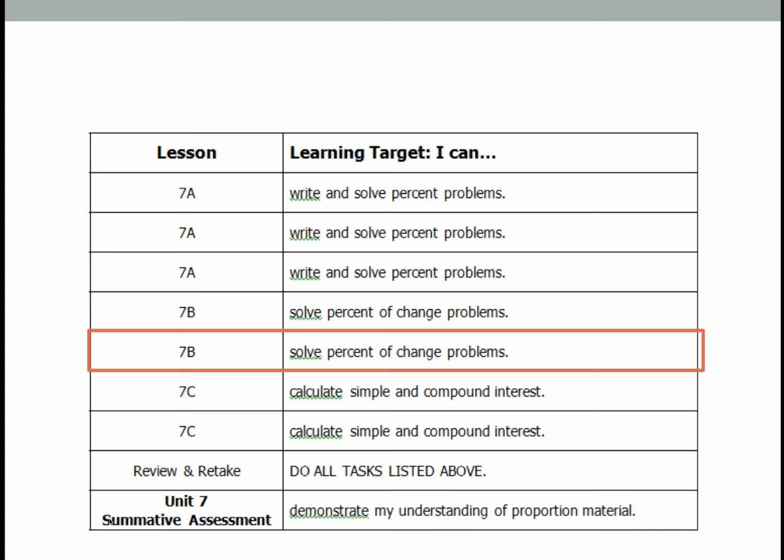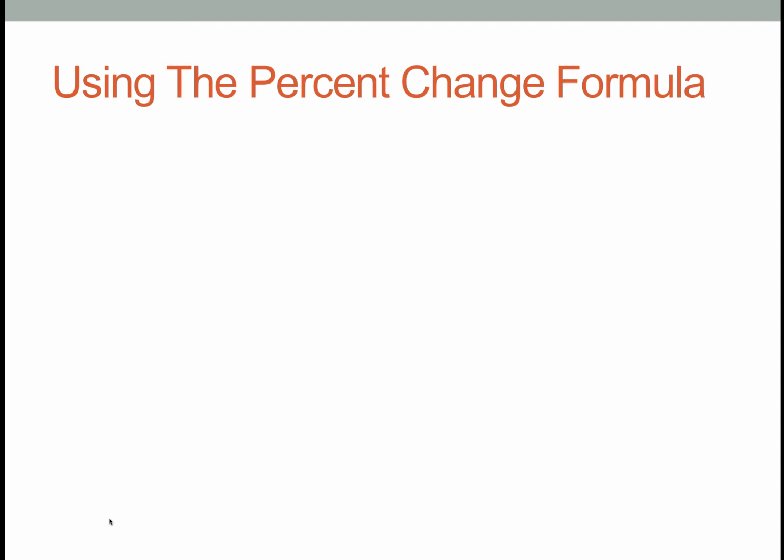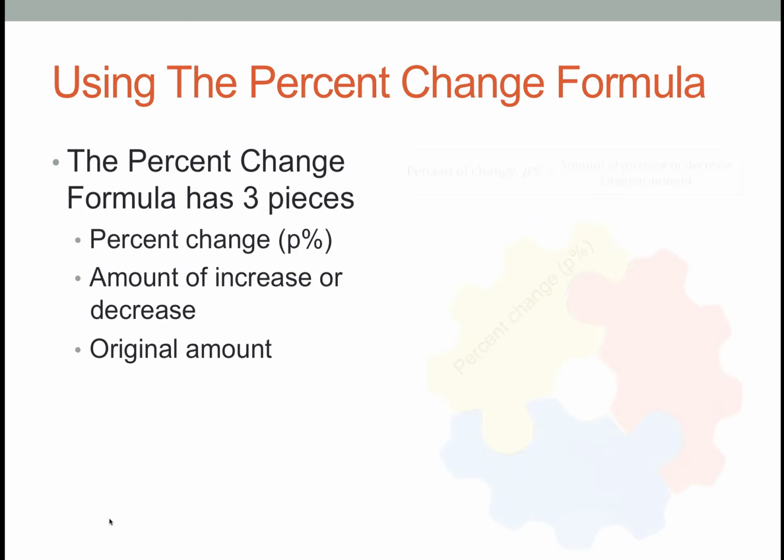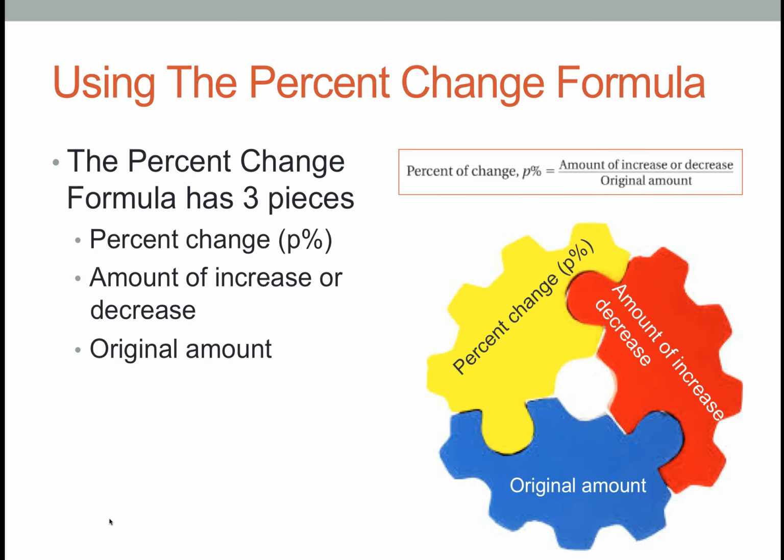So we are in the middle of the unit. We are right now at 7B, so that's day 2 of solving percent of change problems. So I want to talk about the percent of change formula for a second. Notice that there are three elements we need, three pieces in this formula. There's the percent of change, percent P, the amount of the increase or the decrease, and the original amount. And those three are listed right here as well.